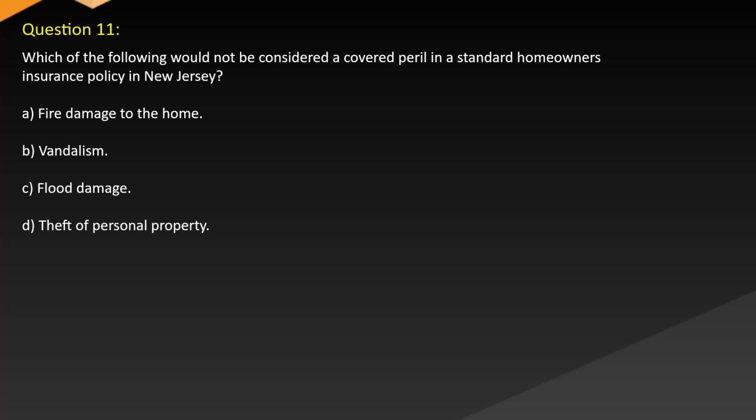Question 11. Which of the following would not be considered a covered peril in a standard homeowner's insurance policy in New Jersey? A. Fire damage to the home. B. Vandalism. C. Flood damage. D. Theft of personal property.